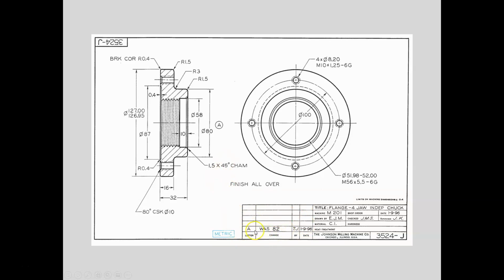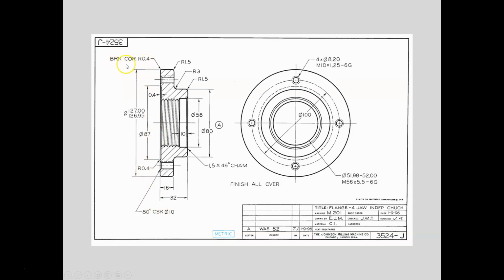There's a revision, right? So at letter A, which is right here, this diameter was 82 millimeters, and it was revised by TJ in 1996 to be 80 millimeters. Okay, so that's some notes. We also see a note here that says metric, and there's a note here, limits on machining dimensions plus or minus 0.4 millimeters. So notes kind of take the place of either shape description or size description, depending on what's needed at the moment.